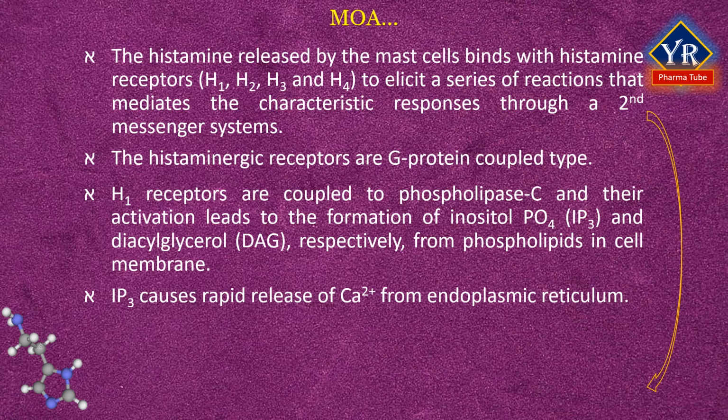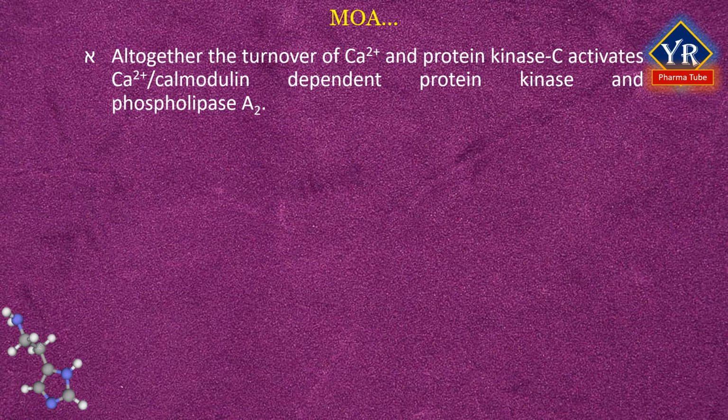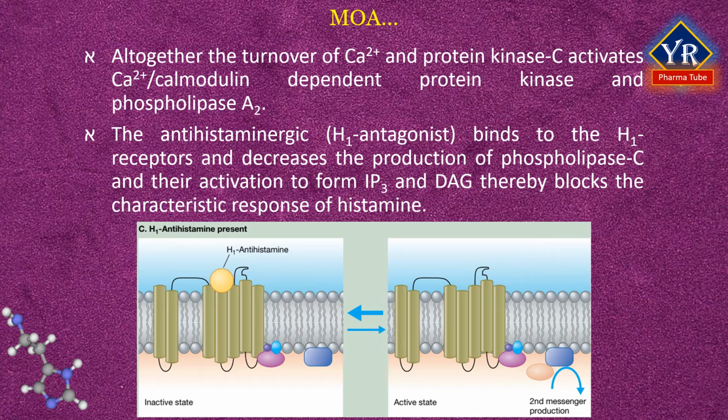IP3 causes rapid release of calcium from the endoplasmic reticulum. Diacylglycerol activates protein kinase C. Altogether, the turnover of calcium and protein kinase C activates calcium and calmodulin dependent protein kinase and phospholipase A2. The antihistaminergic, that is the H1 antagonist, binds to the H1 receptors and decreases the production of phospholipase C and their activation to form IP3 and DAG, thereby blocking the characteristic response of histamine.